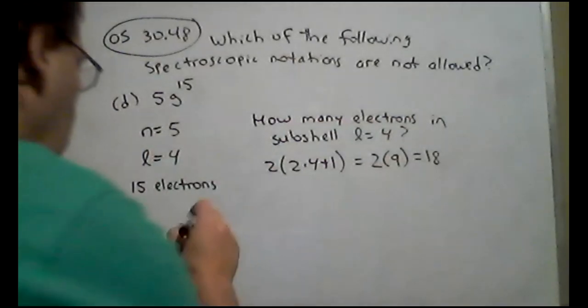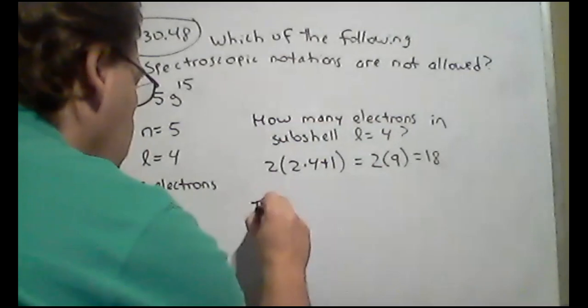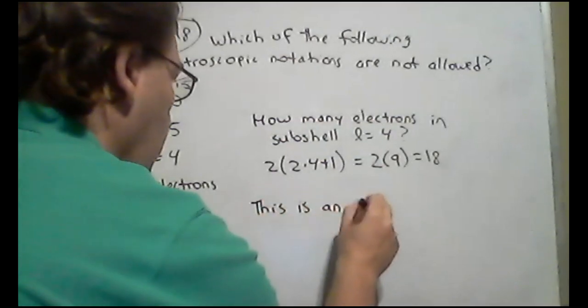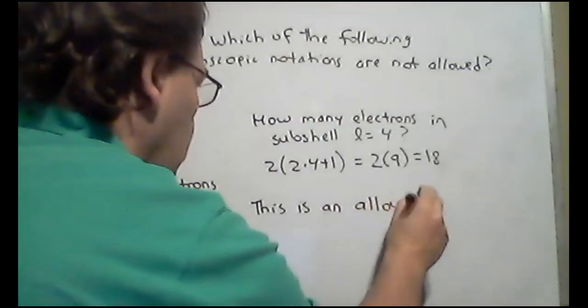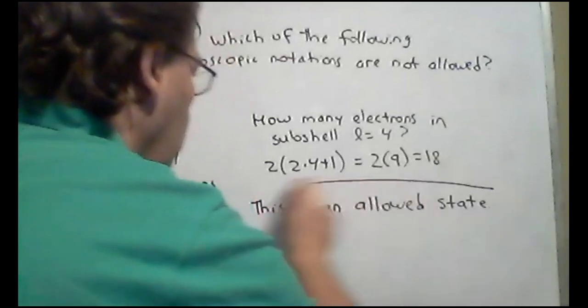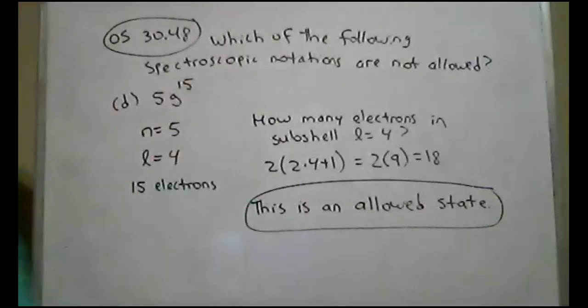That's fine. So this is an allowed state. That state is perfectly okay. Again, I'm just using these selection rules that govern the Pauli Exclusion Principle and the electron filling of atoms. And that is it for this chapter.